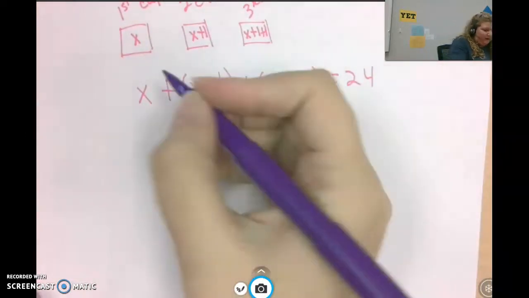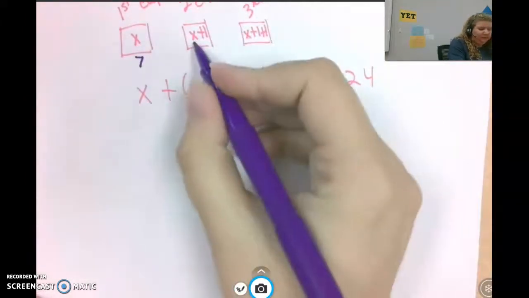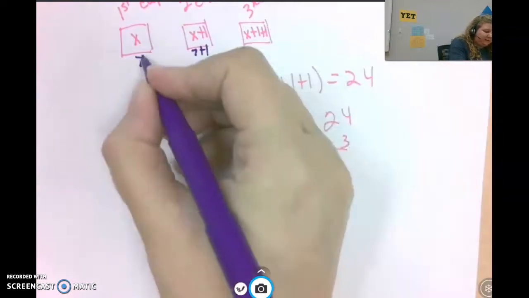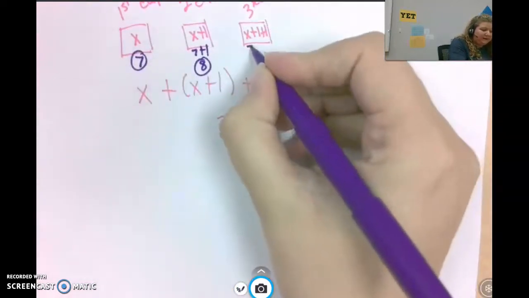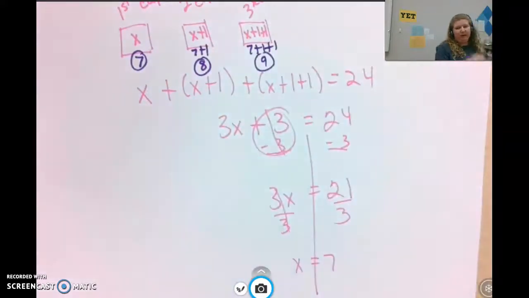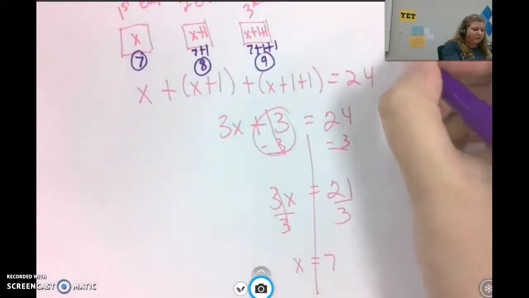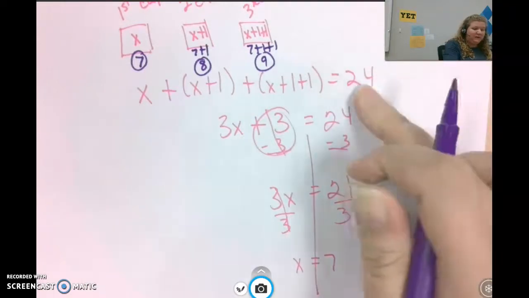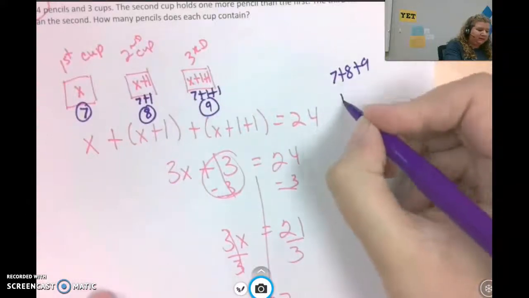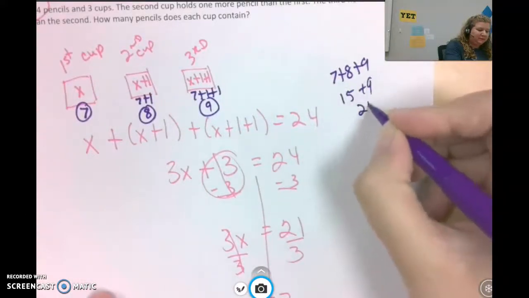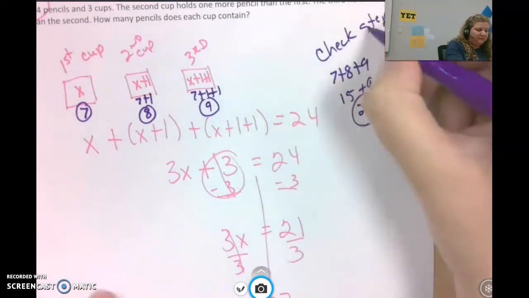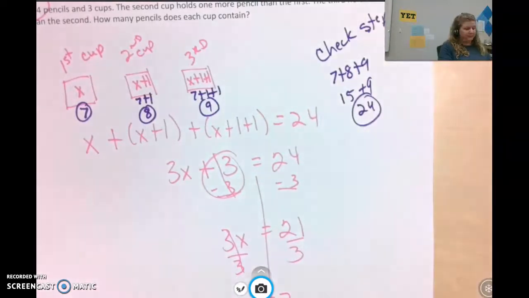So the first cup has 7, which means the next cup would have 7 plus 1, which is 8. And the next cup would have 7 plus 1 plus 1, which is 9. Oh, and let's just check it to make sure. 7 plus 8 plus 9 should be 24. Okay, 7 plus 8 is 15, plus 9 is 24. This was just my check step. And it worked out, 24 pencils.